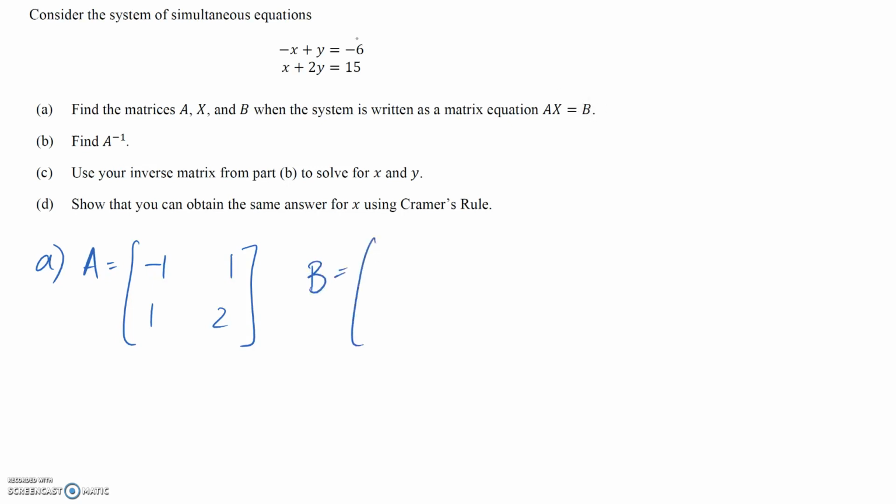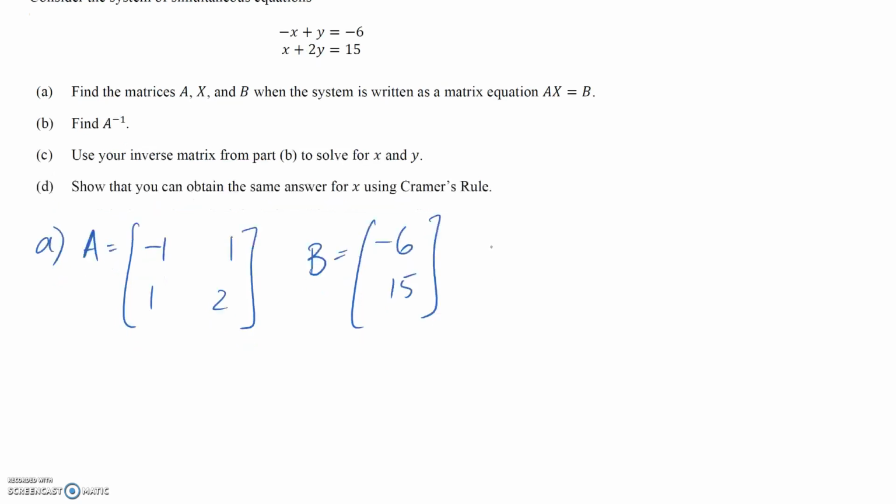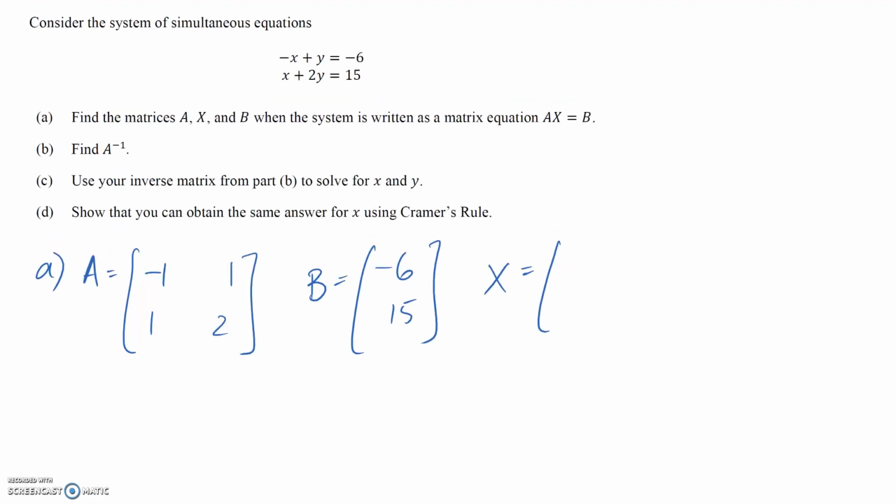Matrix B here, that's the one that's on the right hand side, so those solution constants. So we've got -6 on the top and 15 on the bottom. The last thing that we need is our matrix X, and that's the matrix of the unknowns. So our unknowns are X and Y, and we've listed them out in that order, so therefore we need to pop them in the same order in our matrix in order for this equation to hold true. So that there is the answer to part A.